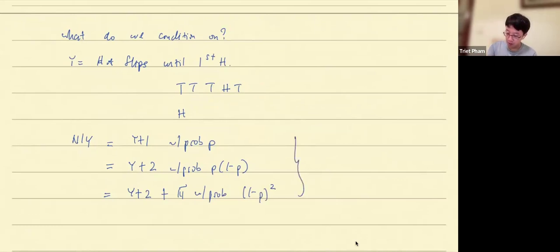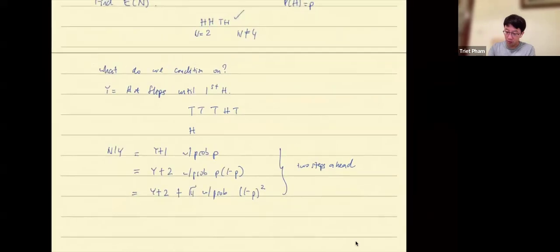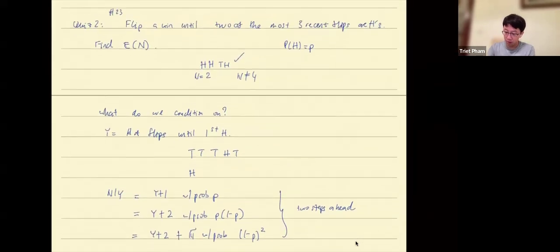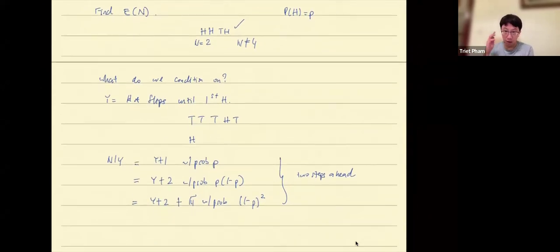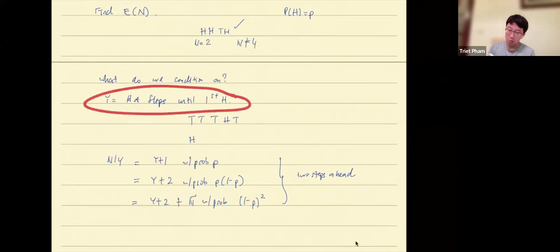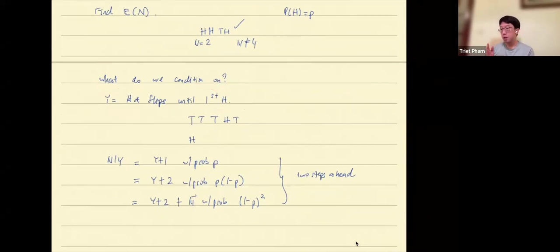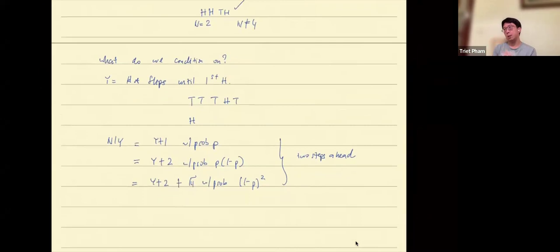And so this is really what we call two-step ahead conditioning, instead of one step ahead. And the reason is, again, simple, because the problem requires that kind of language. But notice that still the number of flips until the first head is the right random variable to condition on. Any question?